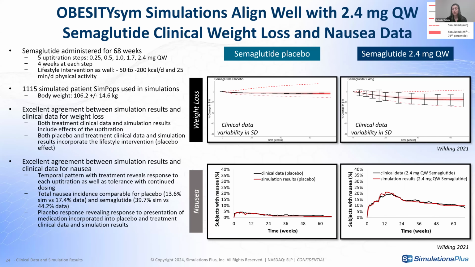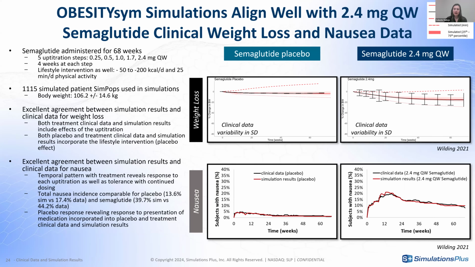So you can see our model results are in red, plotted against the clinical data in black. We can recapitulate that very nicely. Within the placebo group, patients also reported experiencing nausea, and we think this is potentially due to a white coat effect. But our model is able to capture this as well. So kind of both sides of the spectrum, our model is able to reproduce very nicely.